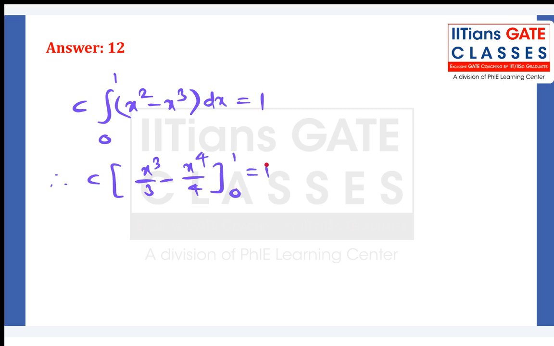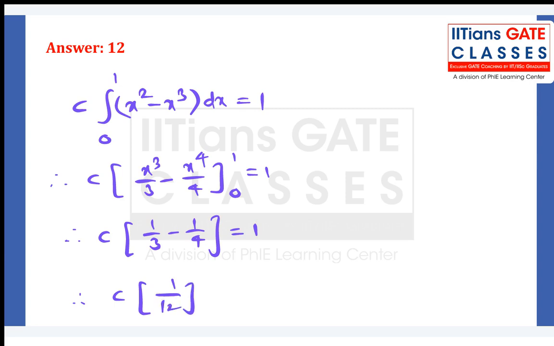Okay. So therefore C into this becomes 1 by 3 minus 1 by 4, and lower limits are 0, so that doesn't come into the picture. So this is nothing but C into (4 minus 3)/12 equal to 1. So therefore C has to be 12. This is the answer. So it's a very standard question asked many times in your previous GATE exams.